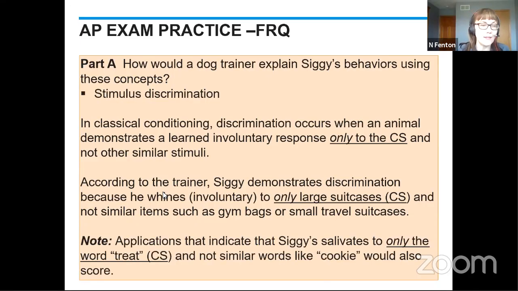So you need to have both: only the conditioned stimulus and not the similar stimuli. And you could do the same thing with treat. So if you went with only the word treat as your conditioned stimulus for discrimination, then it would be not to similar words like maybe cookie, I don't know, bone or whatever things you might give your dog.